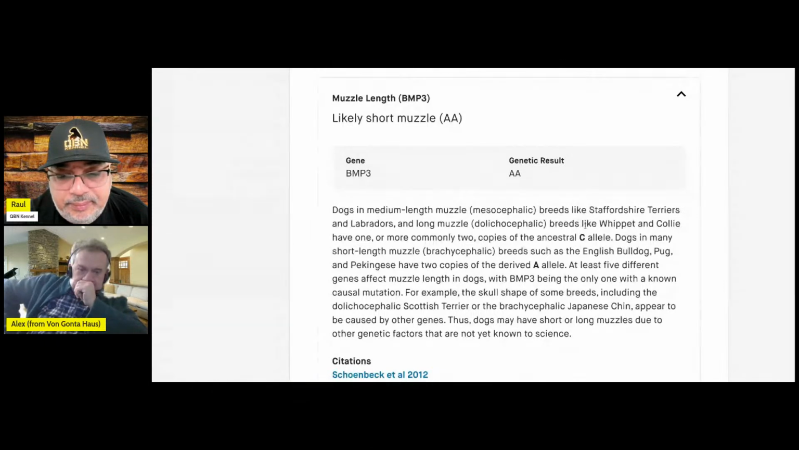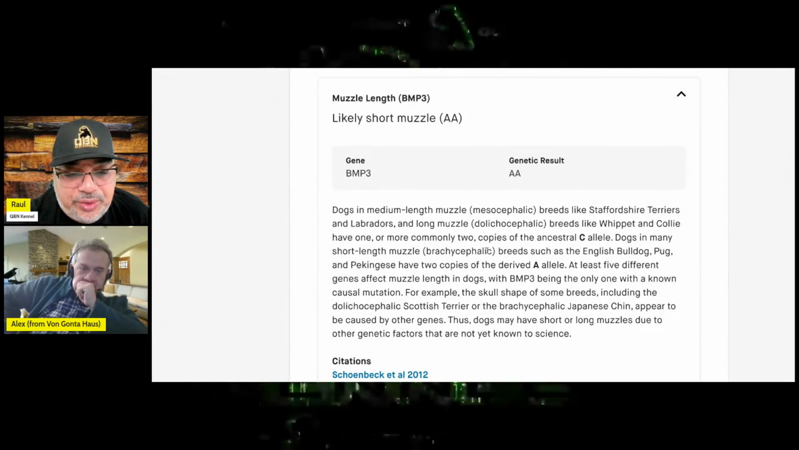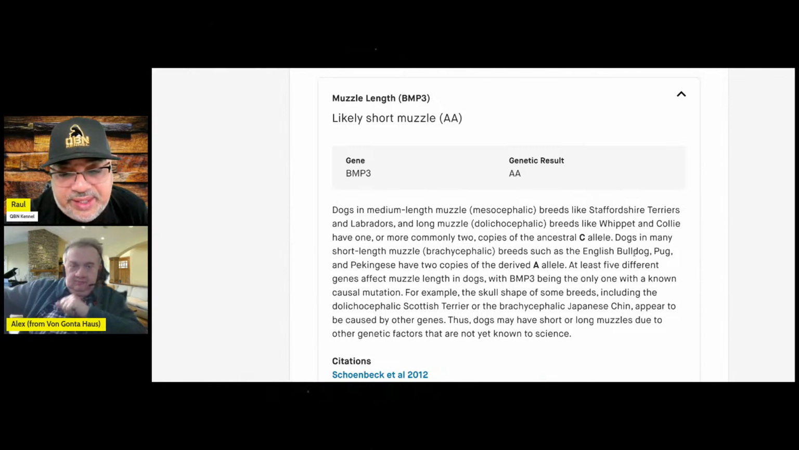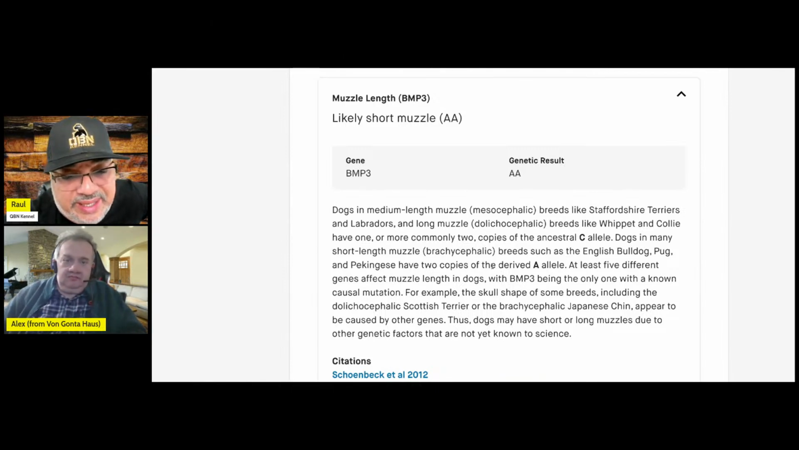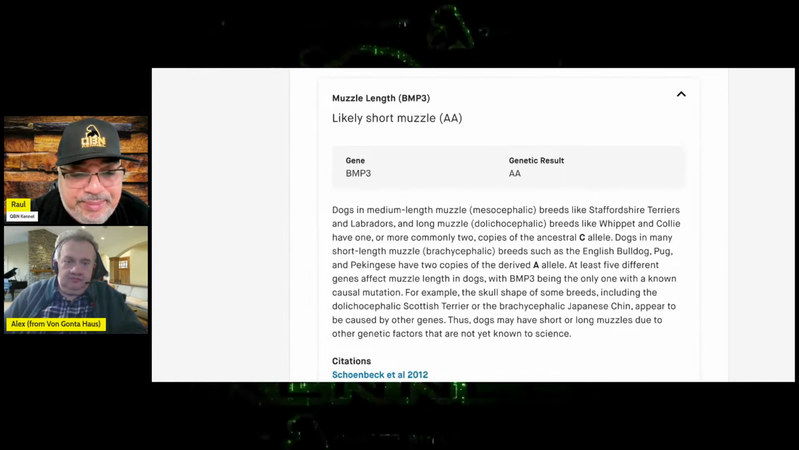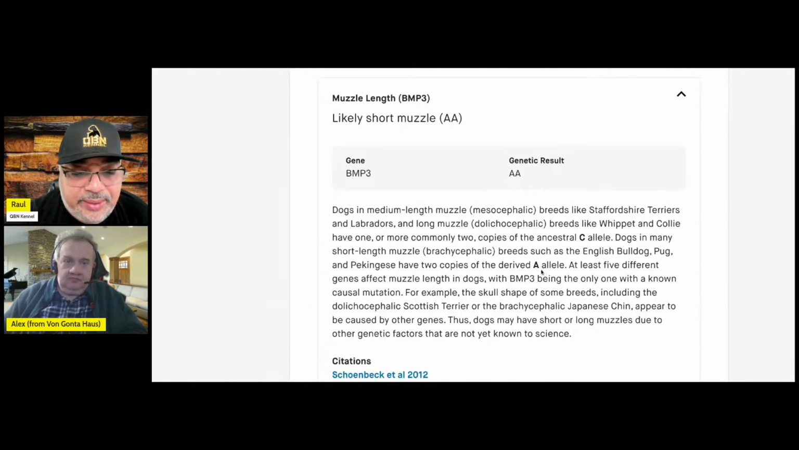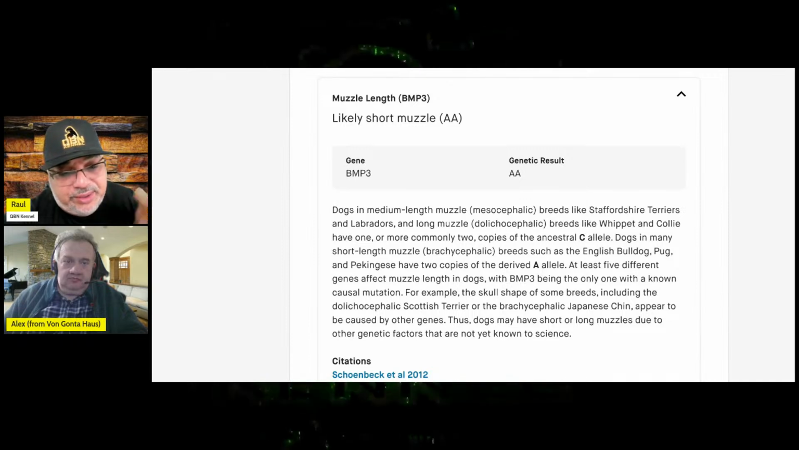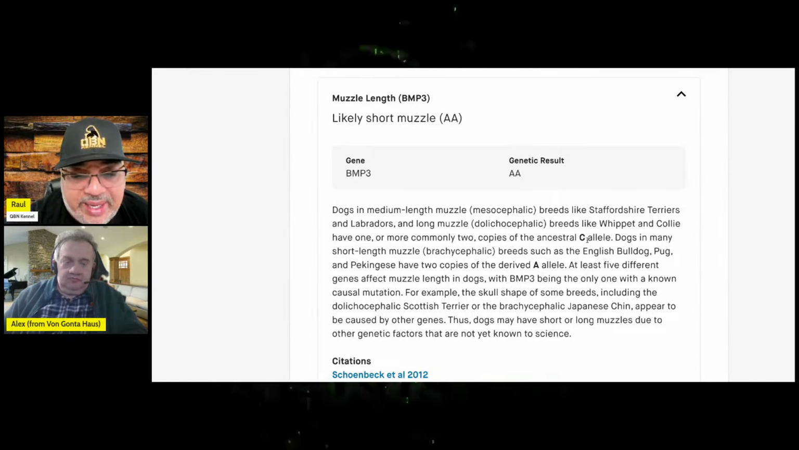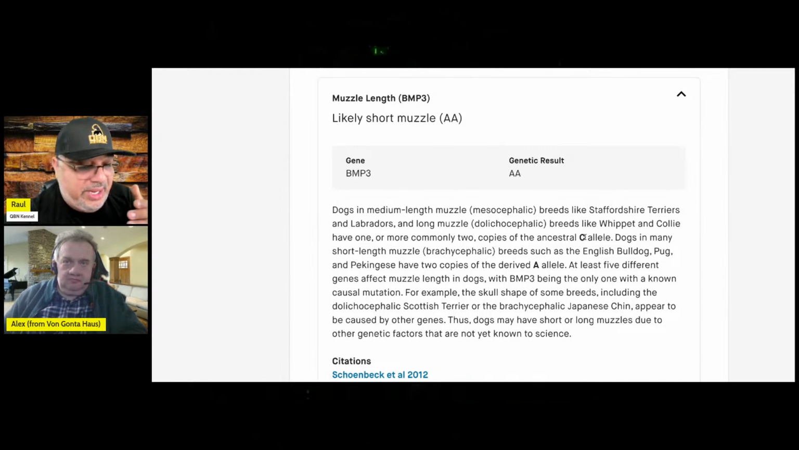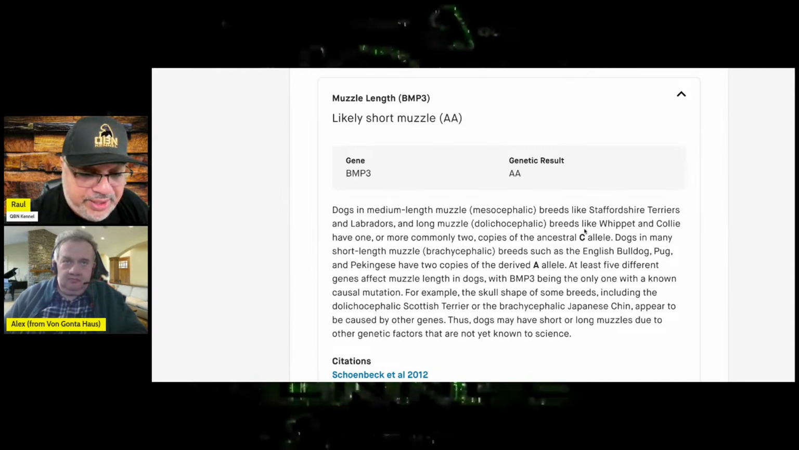Basically, dogs that have the short length muzzle, or brachycephalic breeds, such as English Bulldog, Pug, Pekingese, have 2 copies of the derived A allele. The assumption can be made that the A allele is for a shorter muzzle in the American Bully, whereas if you have a C instead of an A, you're going to have a medium to longer muzzle.